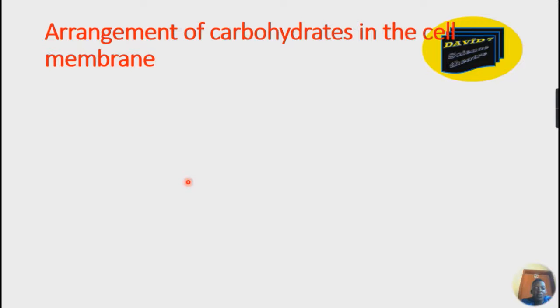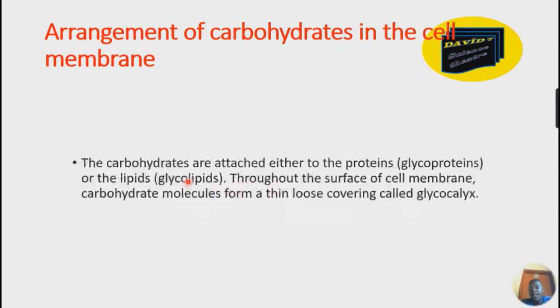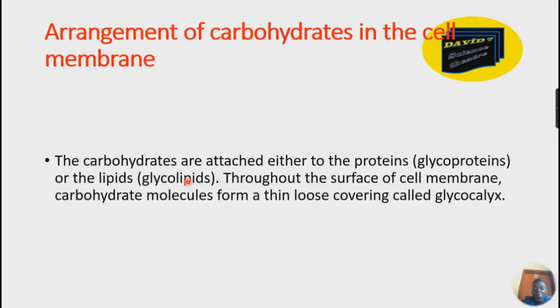We're going to look at the arrangement of carbohydrates within the cell membrane. How are carbohydrates arranged? The carbohydrates are attached either to a protein or to a lipid, so they will form a glycoprotein or glycolipid. So throughout the surface of the cell membrane, carbohydrate molecules form a loose covering, which we call the glycocalyx.